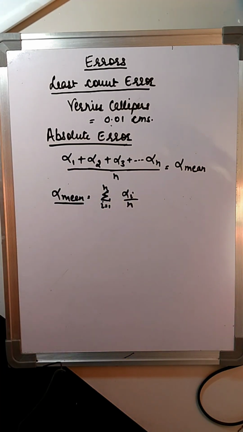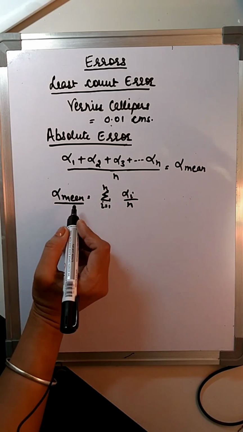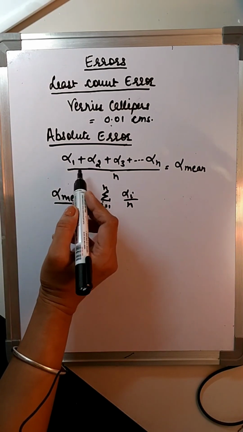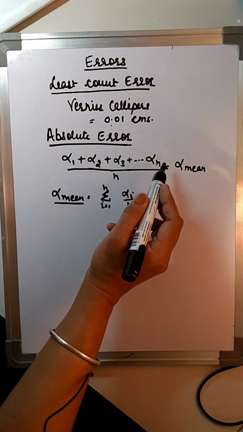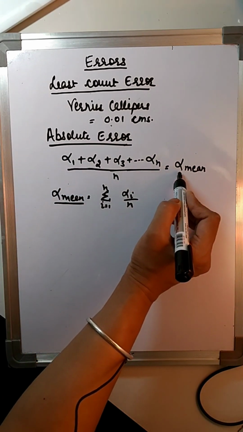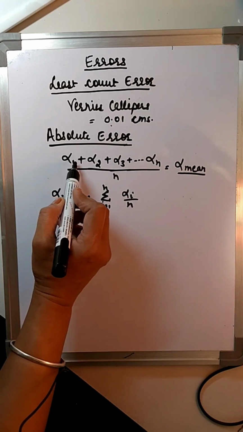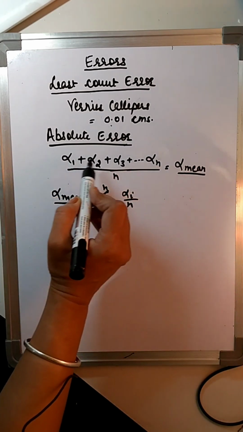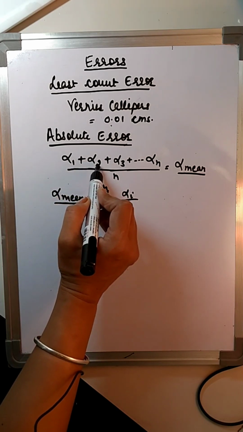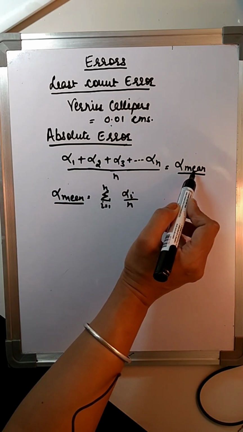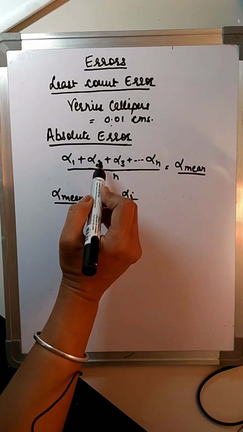Now the magnitude of the difference between the individual measurement and the true value of the quantity is called the absolute error. We assume that the mean value of all the readings we have taken is the true value. So the difference between the first reading and the true value is called the absolute error. The difference between the second reading and this true value is called the absolute error of the second reading.